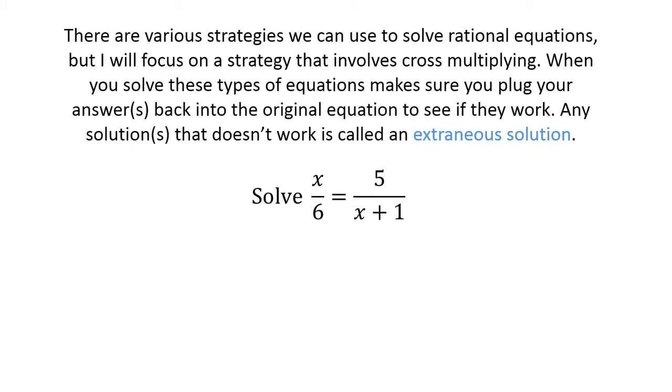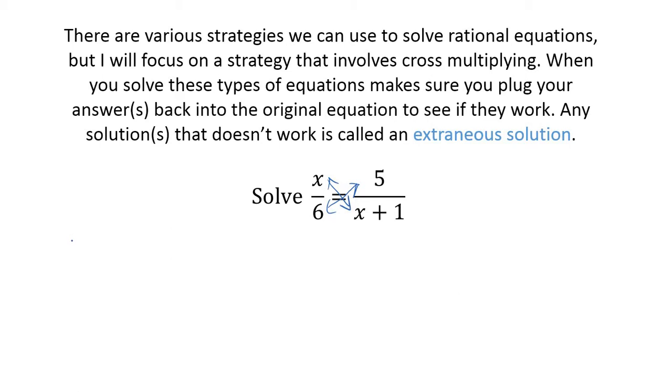And so I've got a little equation. Solve x over 6 equals 5 over x plus 1. Well, hey, we can cross multiply, right? So let's multiply x times x plus 1 and 6 times 5. So here's what I'm doing. And this is a pretty familiar strategy for you.